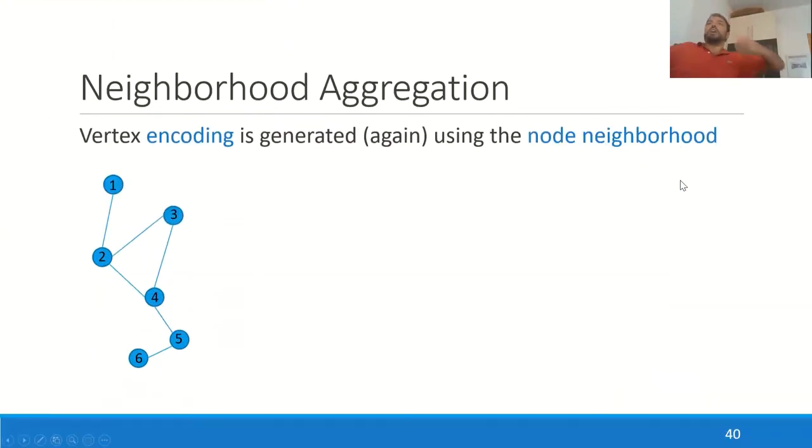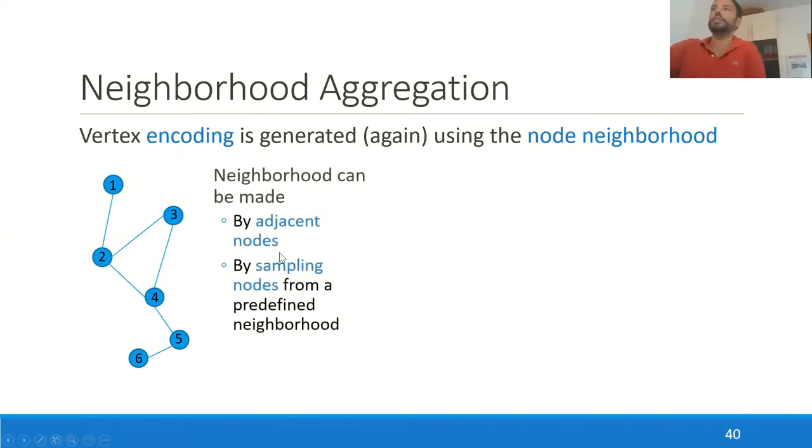So, again, assuming that I'm doing the simple thing, so I'm finding an encoding of a target node based only on the neighbors, how do I generate this? Okay, how do I define a neighborhood of a node? One straightforward way to do that would be I consider only adjacent nodes, so the neighborhood for node 4, okay, the neighborhood for node 4 is going to be 3, 2, and 5, which are direct neighbors. But this is not the most general case.